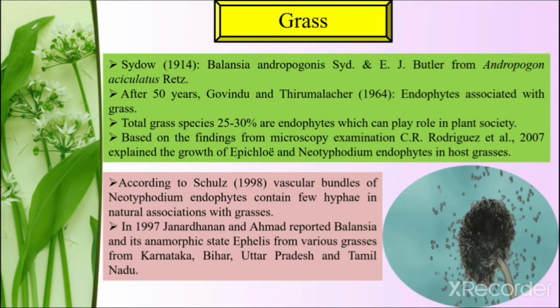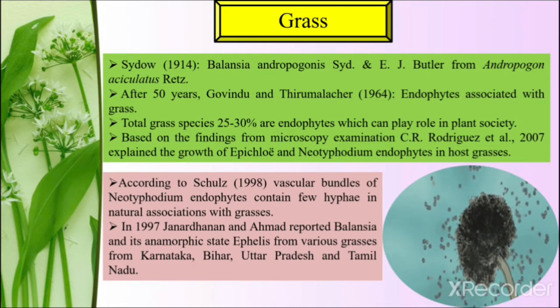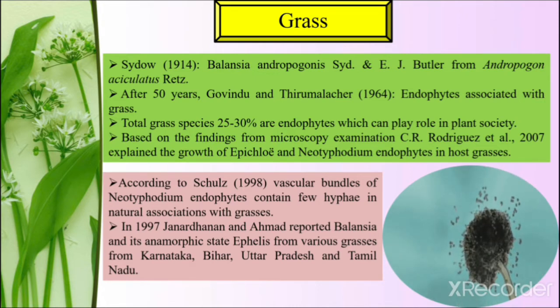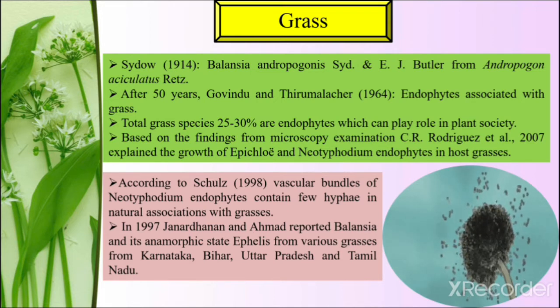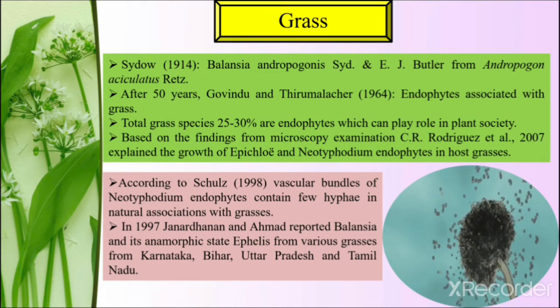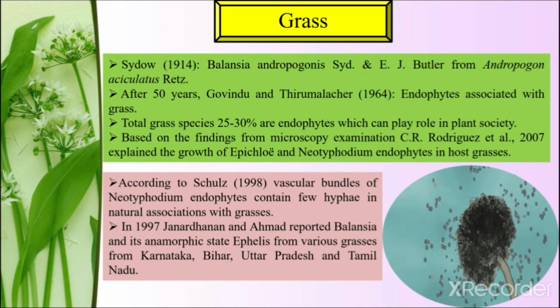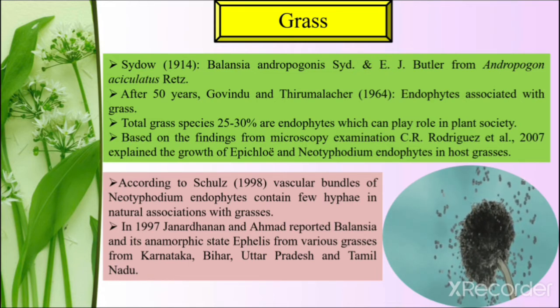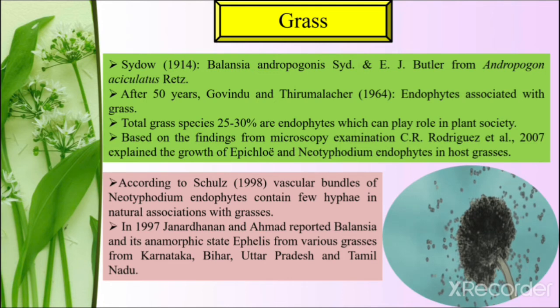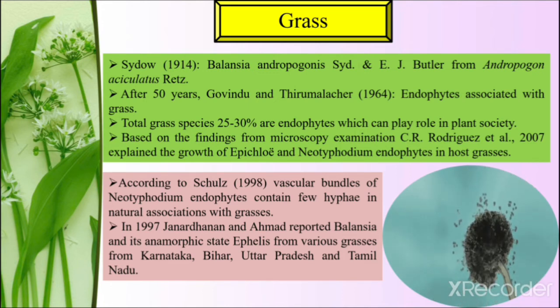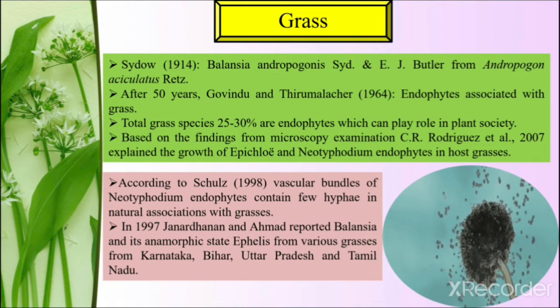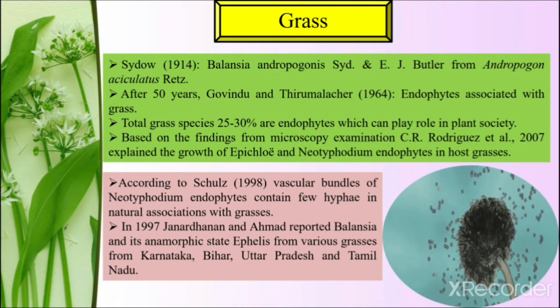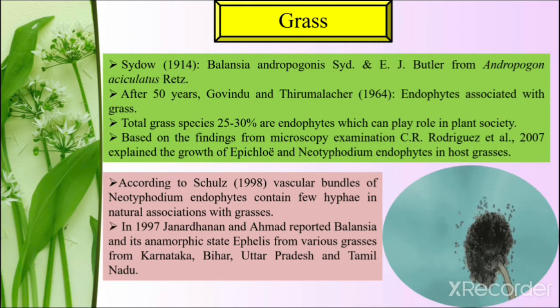Now see here, grass is one of the important sources for endophyte isolation, and different scientists have worked on it. First, Sido worked on the grasses, and after 50 years, Govindu and Thirumalchar worked on the endophytes from grass. We know that there are different types of endophytes, but from grass, a total of 25 to 30% endophytes have been purified to date. And different scientists explain the role of endophytic fungi or endophytic bacteria in different types of applications.